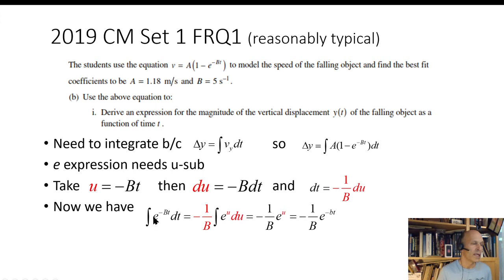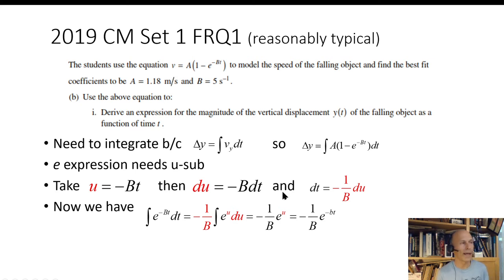Now we have the integral of e to the negative bt dt is going to equal negative 1 over b, integral of e to the u du. And so that just becomes negative 1 over b e to the u, because the integral of e to the u is just e to the u. And we put in what we took as u, and we have an answer.